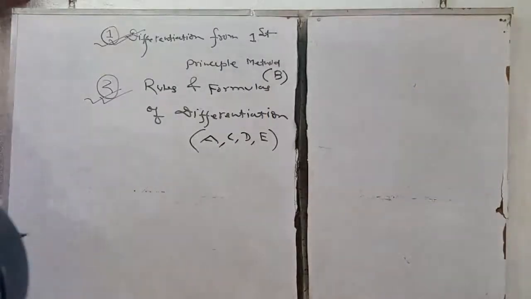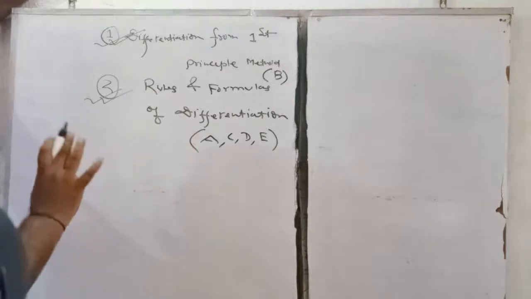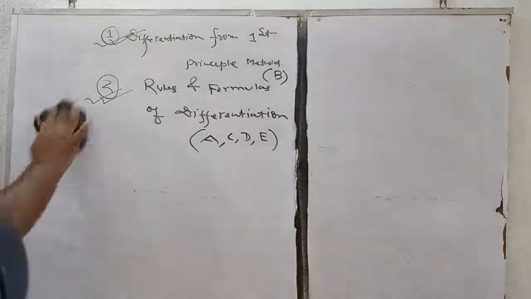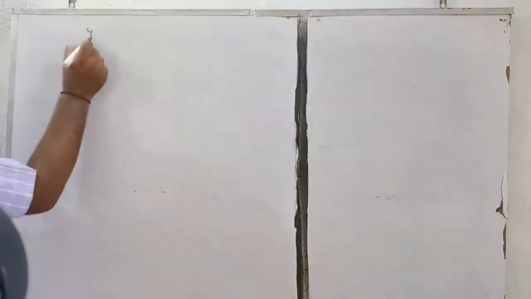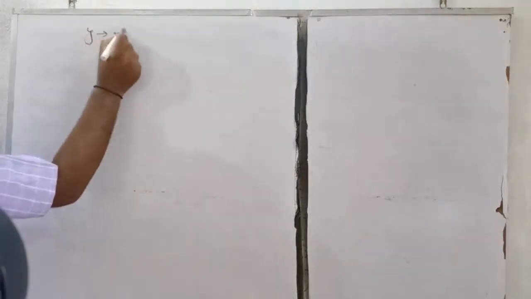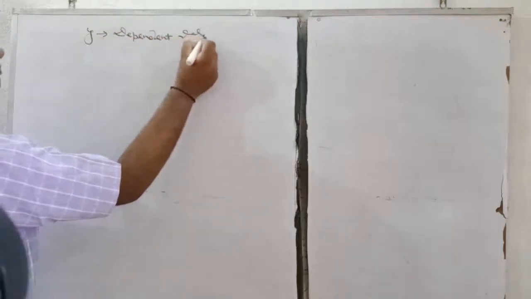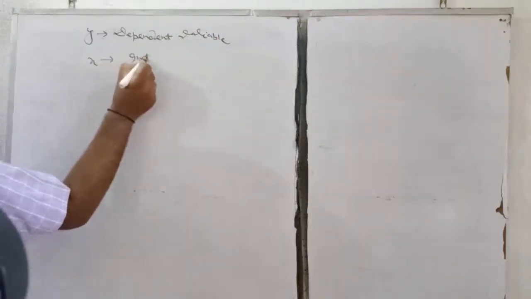Okay, so I hope you understood what is going on in this chapter. First of all, I'm going to start with differentiation from the first principle method. How can we proceed with this method? In this method, we take y as the dependent variable and x as the independent variable.